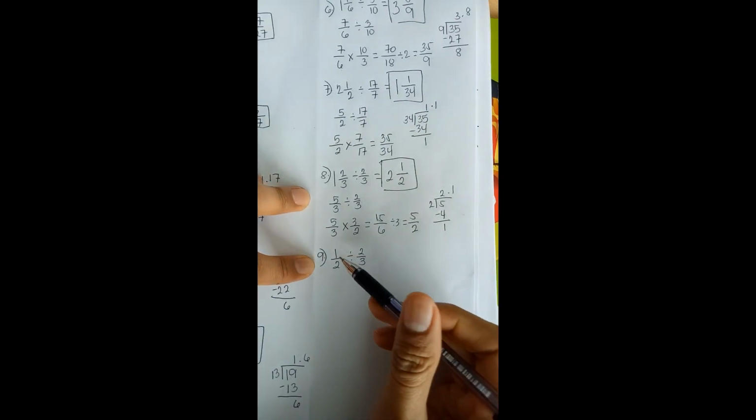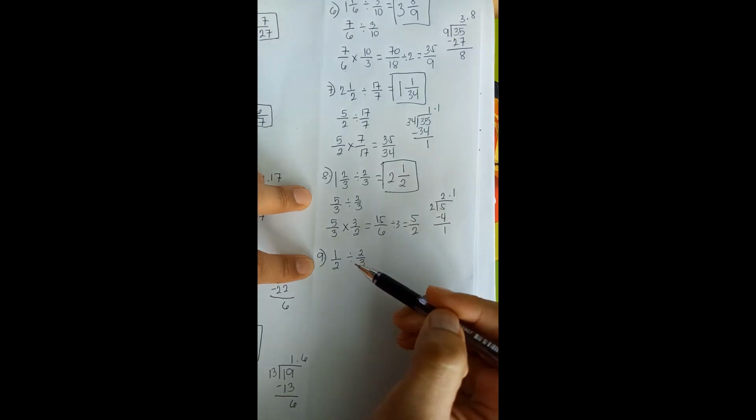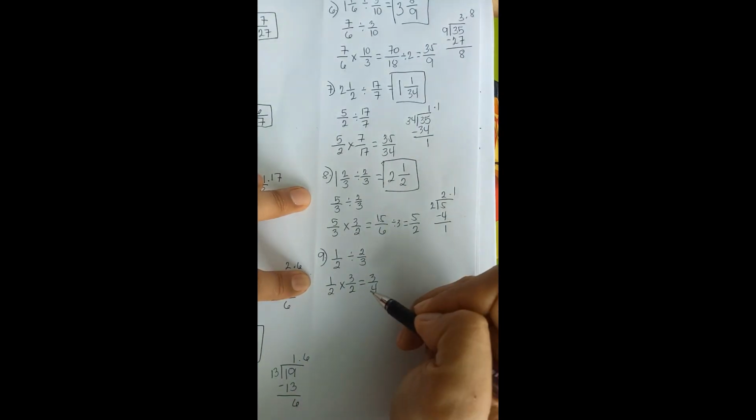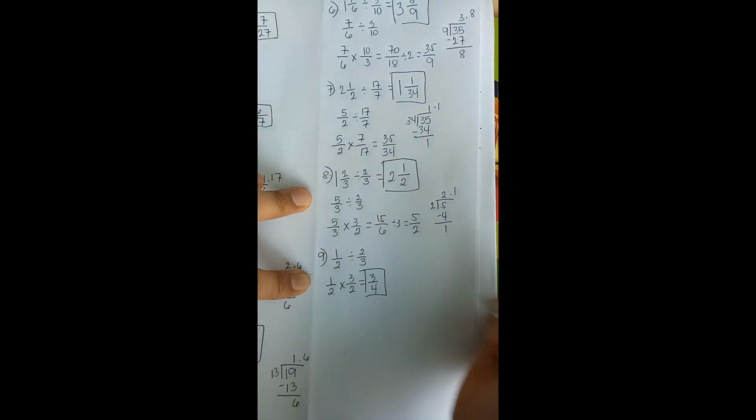Problem number 9. 1/2 divided by 2/3. Flip one of the fractions and change the sign to multiplication. Then multiply numerators and denominators. You get the answer of 3/4, and that is our final answer.